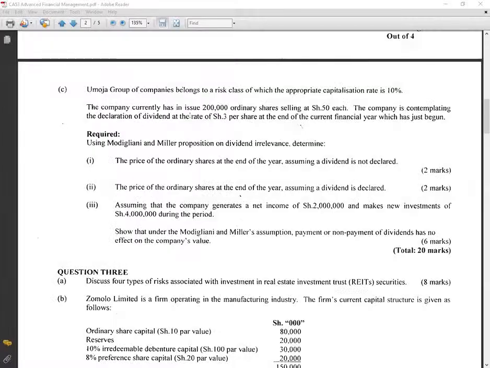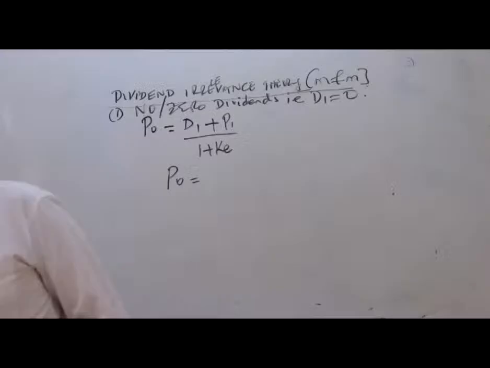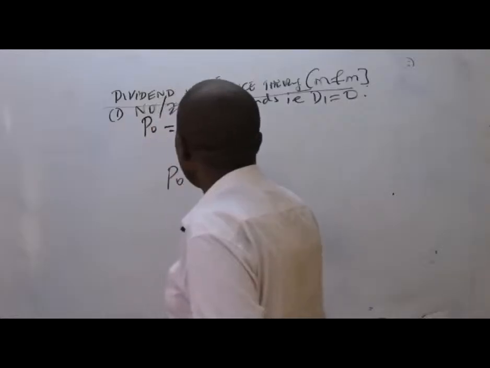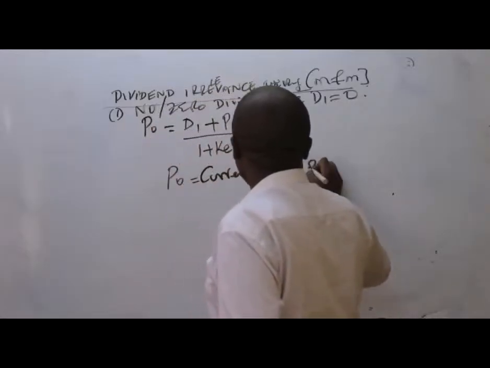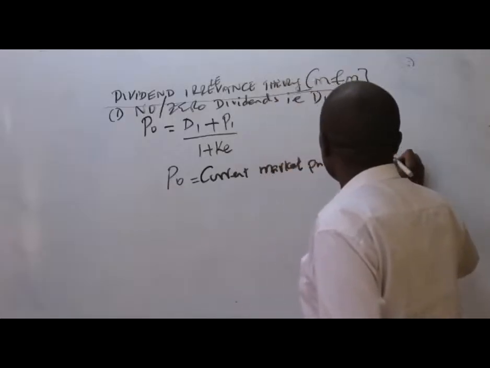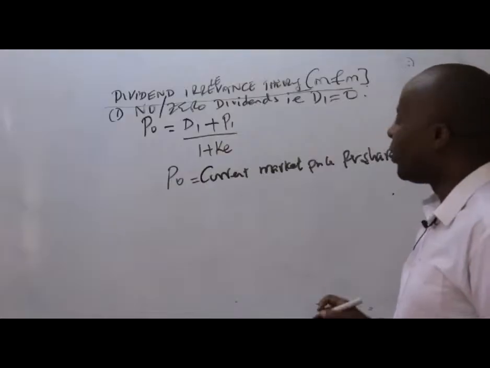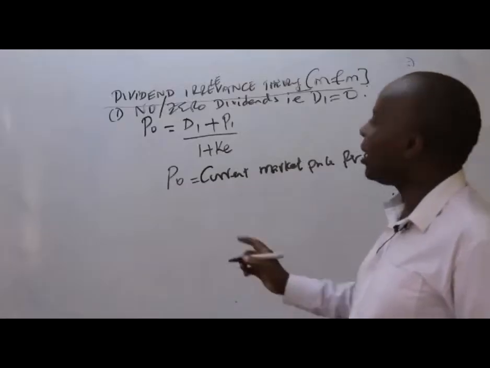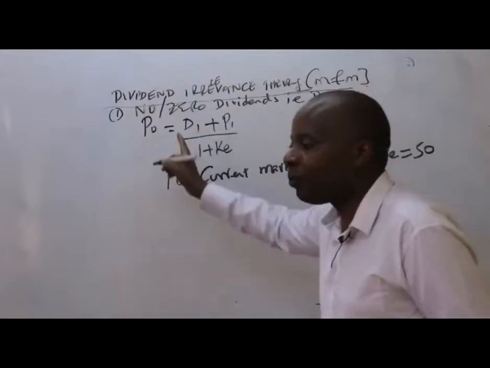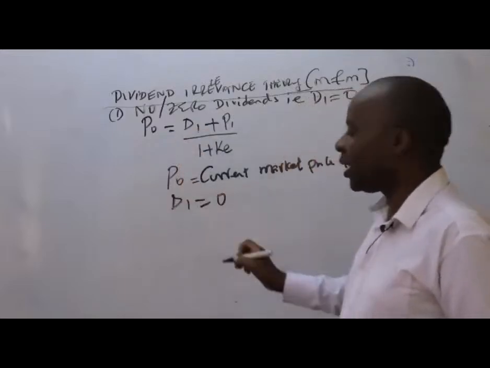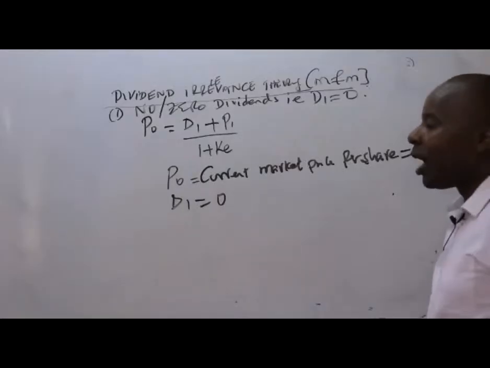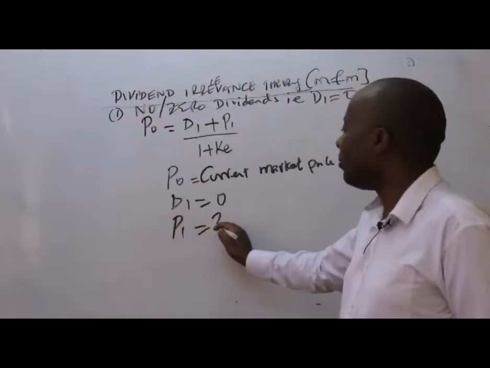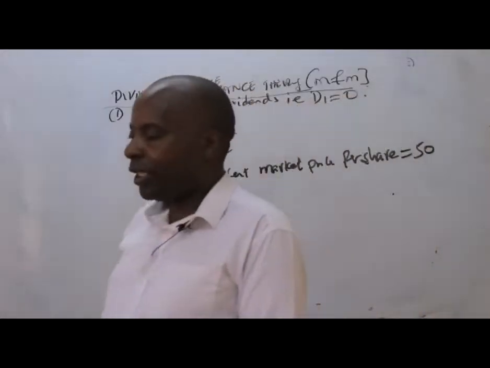They have told me the company currently has in issue 200,000 ordinary shares selling at, they're currently selling at, remember P0 is the current market price per share, which in this case they are telling us is 50. So if we go with the first policy of not paying dividends, then D1, don't get confused there, D1 will be 0. How about P1? P1, ladies and gentlemen, this is what they want us to look for.